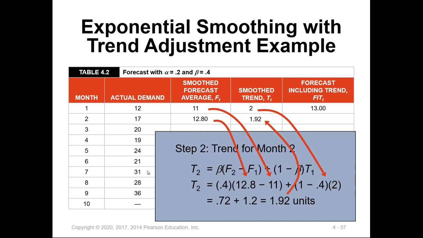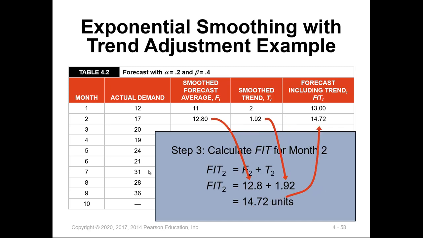While the smoothing trend can be calculated using the equation for the trend. So T2 will equal beta. The beta is 0.4 multiplied by F of 2 minus F of 1. F of 2 we just found, so it will be 12.8 minus 11, plus 1 minus 0.4, which is beta, multiplied by the trend 2. Finding the values will be 1.92 units. So the trend for the second month is 1.92.